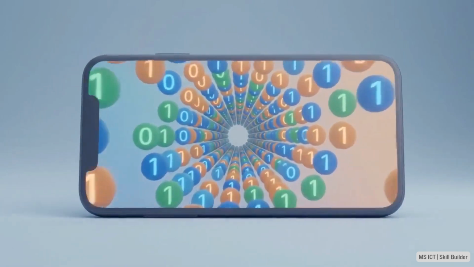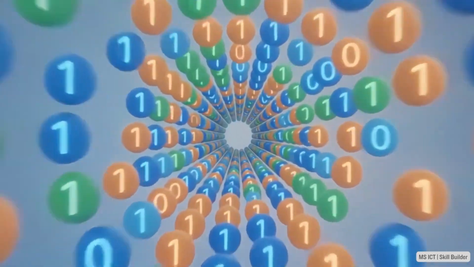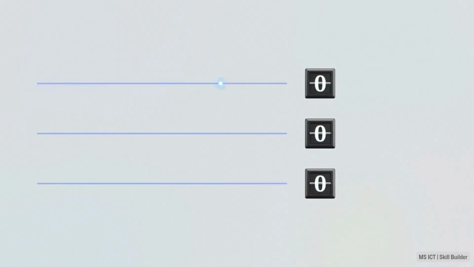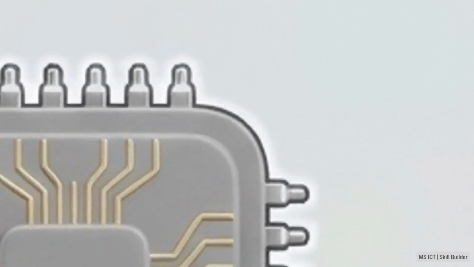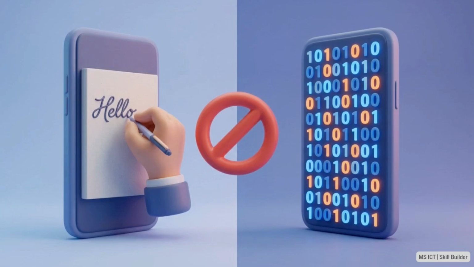Every time you send a text, stream a video, or scroll through a meme, you are experiencing a highly calculated illusion. Behind the glass, your device is processing a relentless, invisible stream of binary ones and zeros. The central processing unit, the brain of your computer, is governed by microscopic electrical switches that are either on or off. It has no innate concept of human language or alphabets unless we provide a precise mathematical translation blueprint.